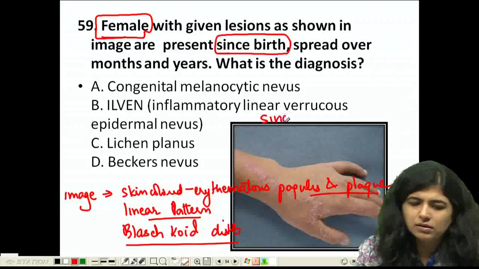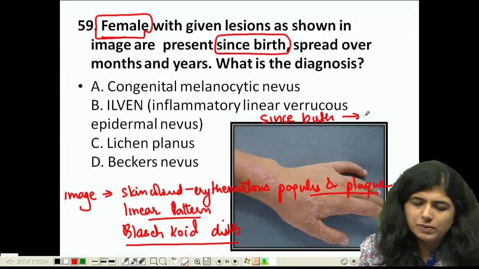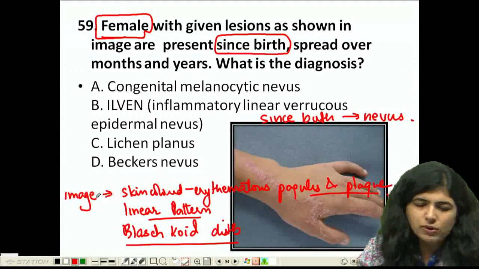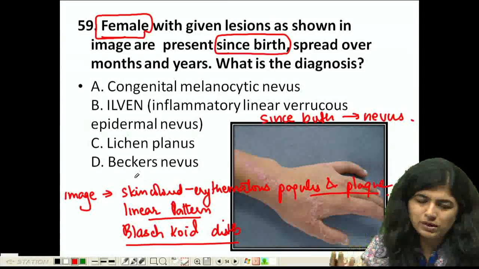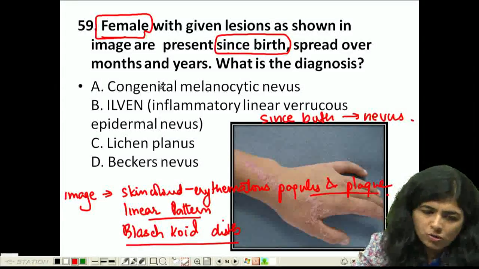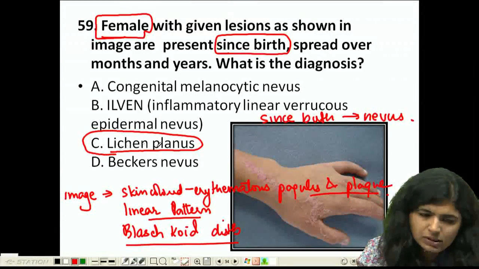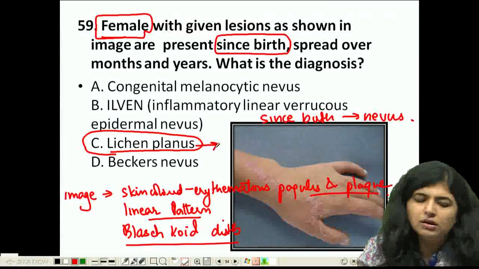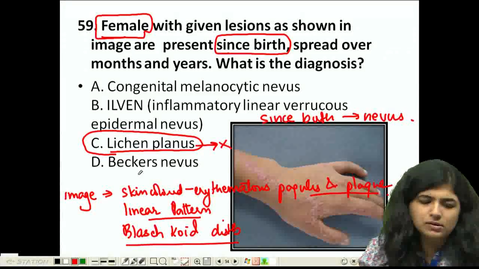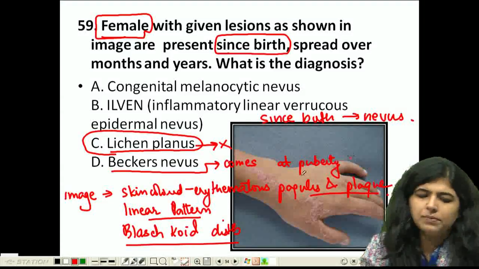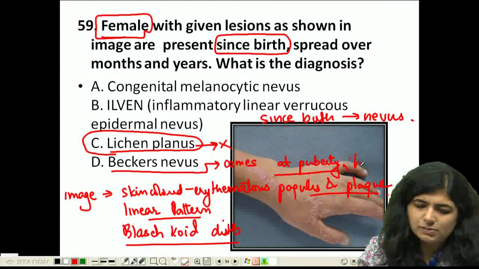importantly present since birth. If it is present since birth, it has to be a nevus, right? Looking at the image, if you can tell me the diagnosis, excellent. Otherwise, we will rule out. You all know that lichen planus is an acquired thing. It comes after birth. This is not present since birth. Not the answer. Becker's nevus is a nevus, but this comes at puberty. Again, not the answer, and it is black in color.